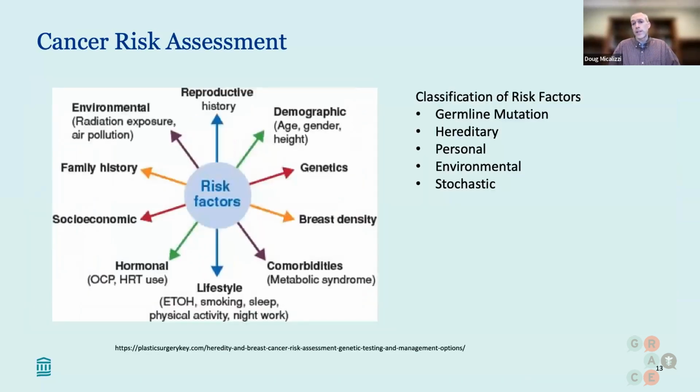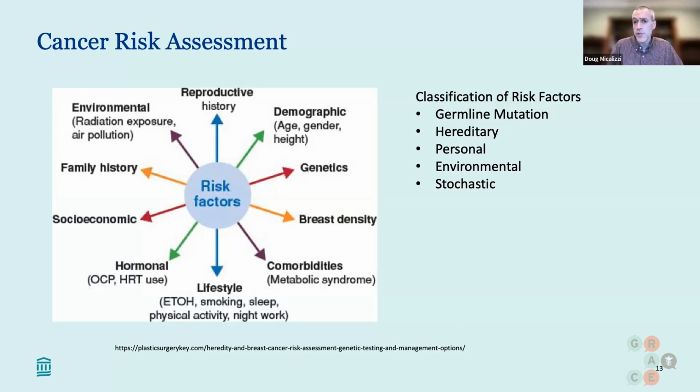So how do we do this? What are some of the risk factors that determine an individual's cancer risk, and in this case, breast cancer? One of the clearest indications of cancer risk is identifying a germline mutation in an individual with a higher risk for breast cancer. And I'll come back to this in a moment.